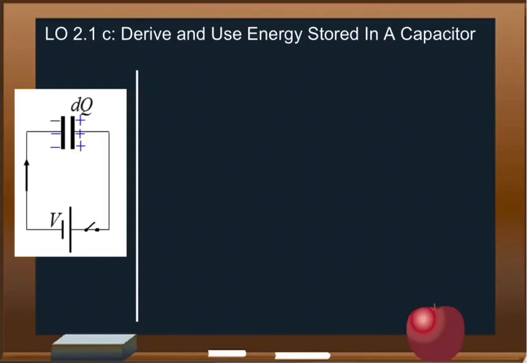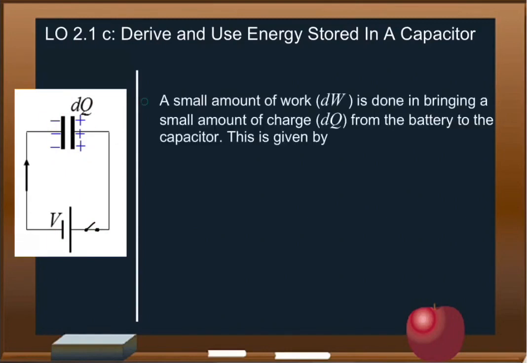Okay, now we are going to learn about energy stored in a capacitor. Energy stored is also known as work done. When a capacitor's plates store charge, they are also actually storing energy. So when the switch is closed, the charges will begin to accumulate on the capacitor's plates.